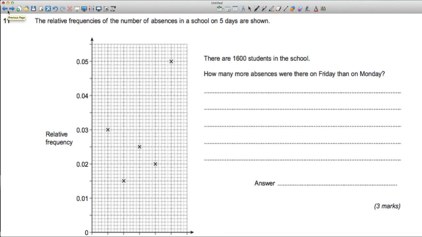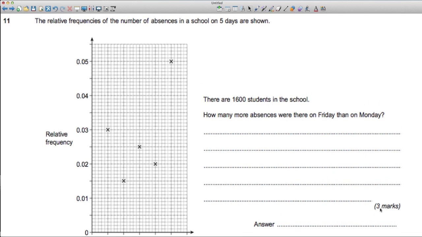Question 11. The relative frequencies of the number of absences in the school on 5 days are shown. There are 1,600 students in school. How many more absences were there on Friday than Monday? Now, a bit of revision here.